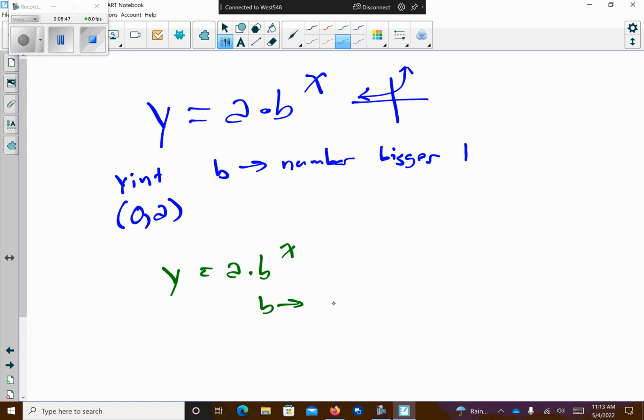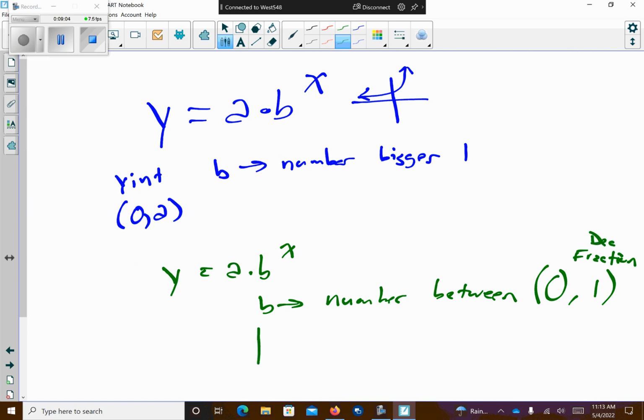Okay? Now, if I did this, and let's say b is a number between 0 and 1, so a fraction or decimal, then the graph is going to do this. But then if we had this kind of graph, and b is bigger than 1, then this graph is going to do this.